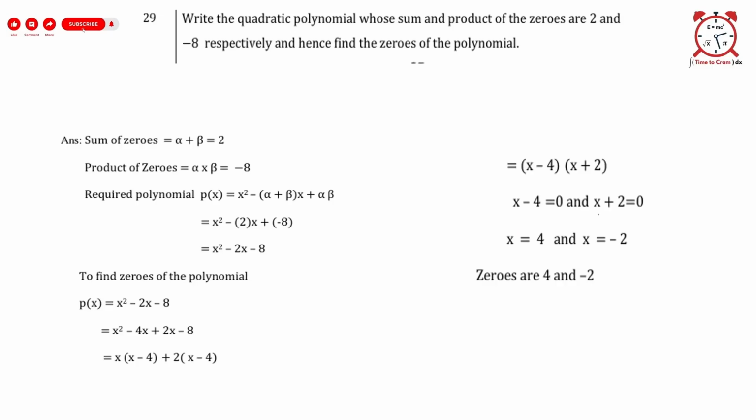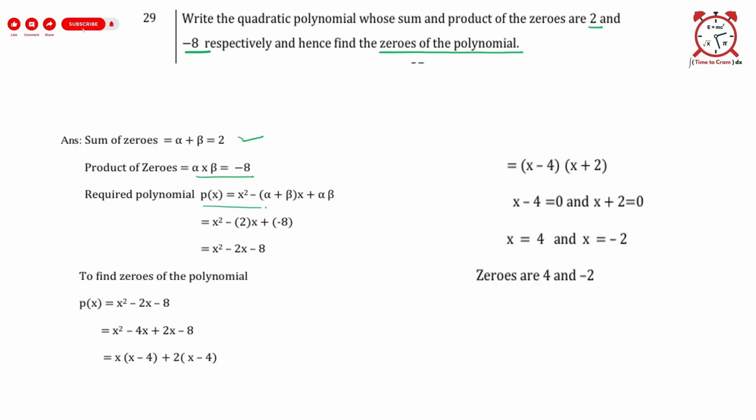Write the quadratic polynomial whose sum and product of the zeros are 2 and -8 respectively. This is the sum and this is the product. So we have to find the polynomial by this. So sum of the zeros is 2, alpha plus beta equal to 2, and product -8 means alpha into beta equal to -8.